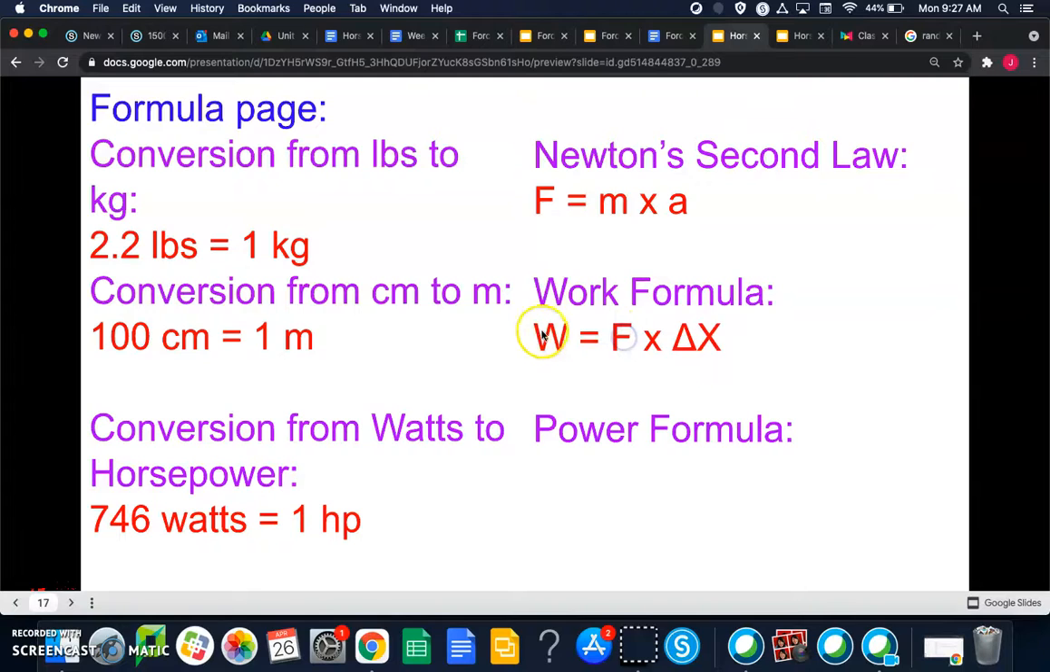Work formula, work equals force times change in position. So you'll use that when you calculate your work for walking up the stairs. And then power formula, this is what we're learning today. We'll talk more about it in a bit, but this tells you how much power you're outputting when you walk up the stairs in a certain amount of time. So in this formula, P is power, W is work, and T is the time it takes you to walk up the stairs. So we'll talk more about that later on in the lesson.